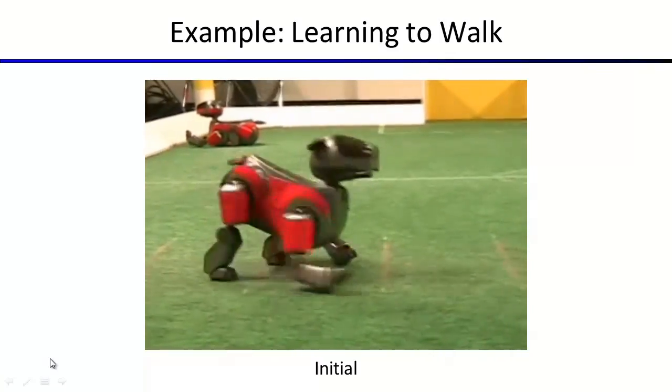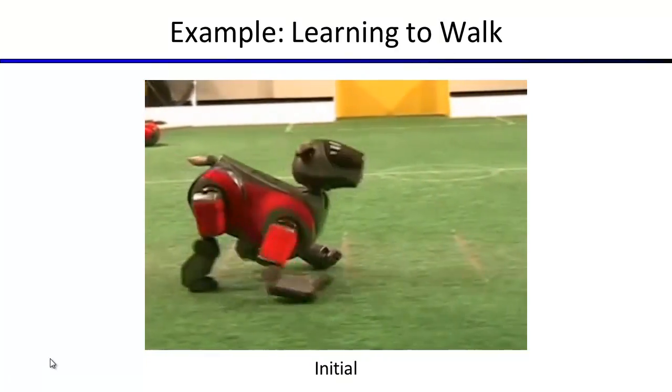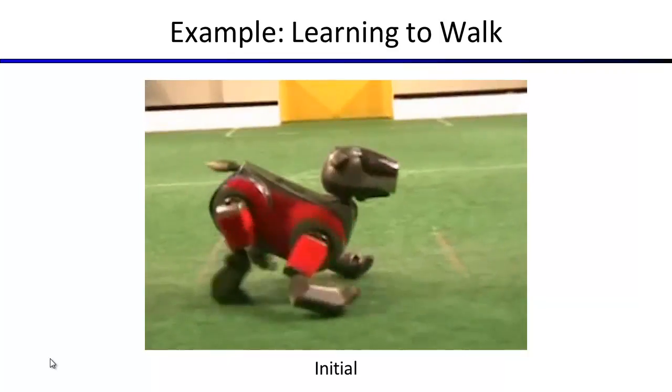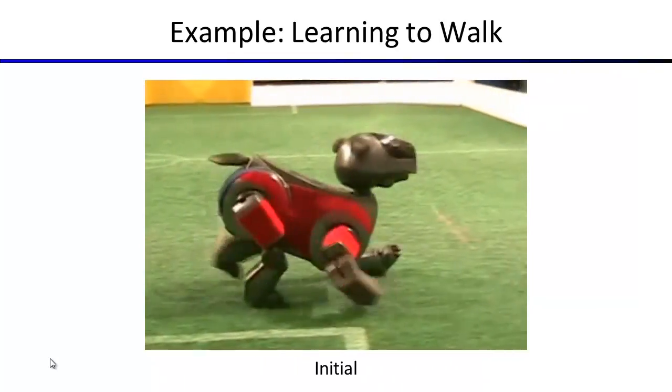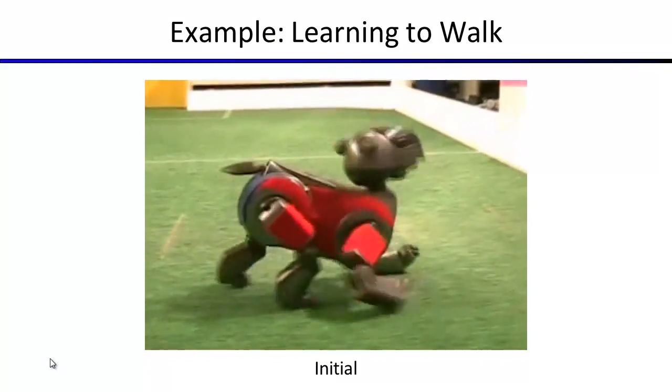You know, it's more or less how you might think a robot dog would move, but you can see it's slipping. It's not super efficient, but it's making forward progress. This is the initial policy. Now, as it's going, it's getting rewards when it moves forward.